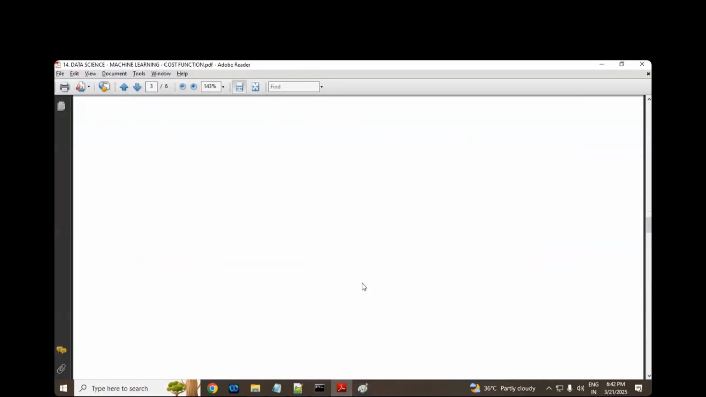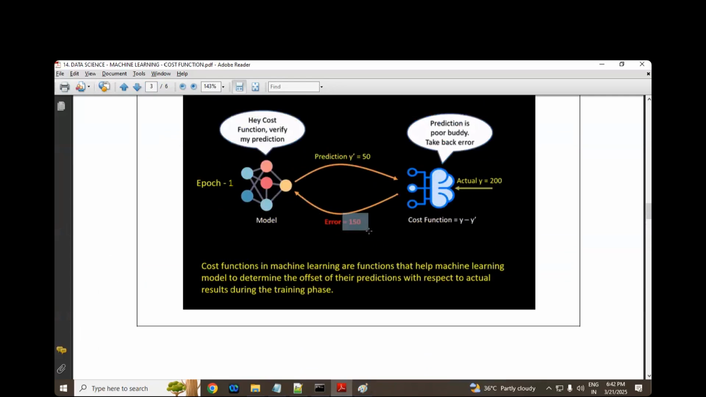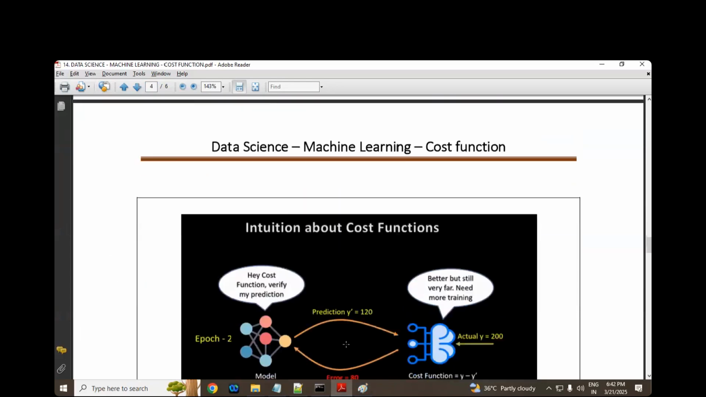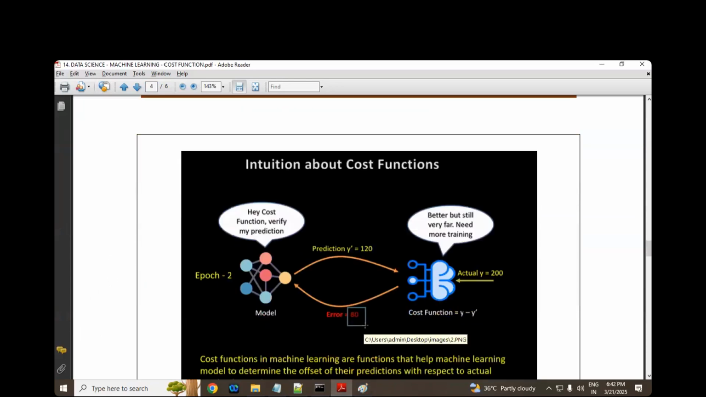Now, can I ask a question? What is the previous error? 150. Now, what is the current error? What is the current error, sir? 80. Very good. Now, the machine learning algorithm is understanding. Sir, I have a question for you. Accuracy is supposed to increase. Error is supposed to decrease. This process keeps on happening.